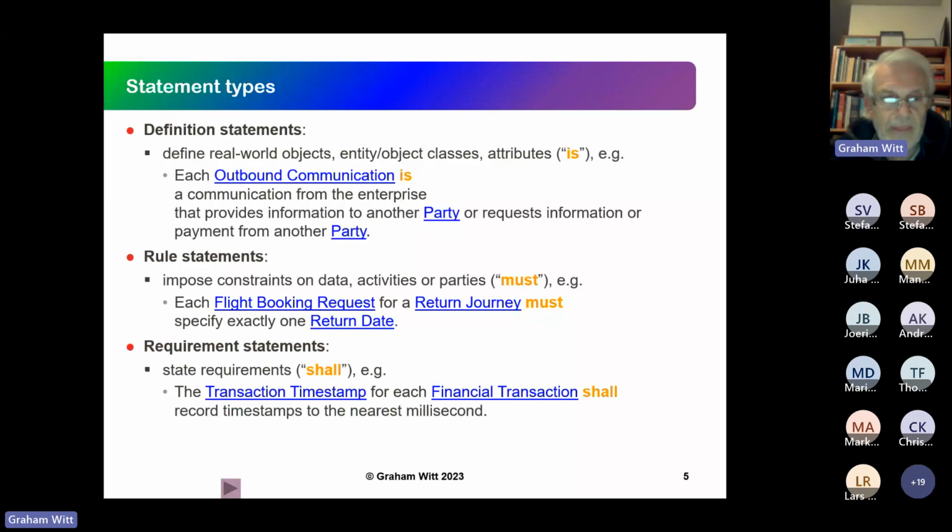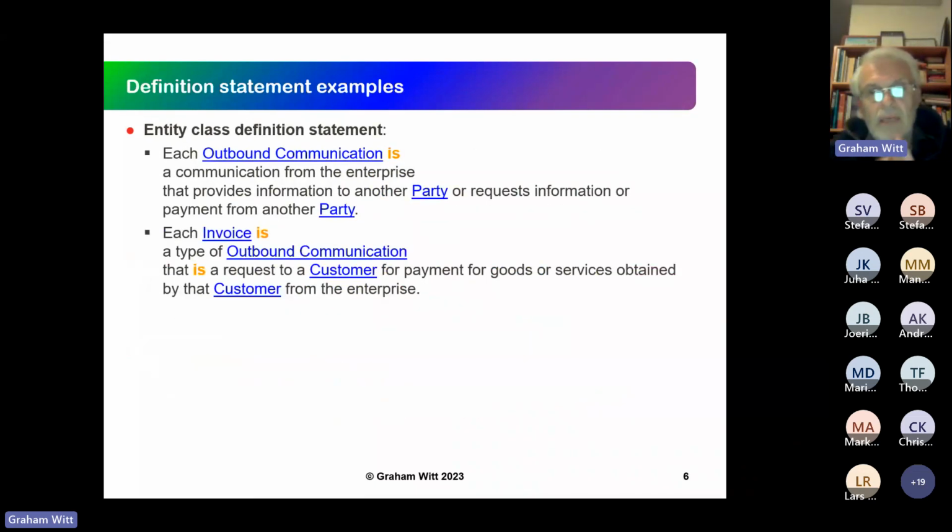And then requirement statements. One of the things that became clear is that there were certain requirements for accuracy of numeric data, such as, for example, timestamps needed to be to the nearest millisecond. So shall is a catch-all for those things that are not so much structural as non-functional requirements. So let's drill down a little bit further.